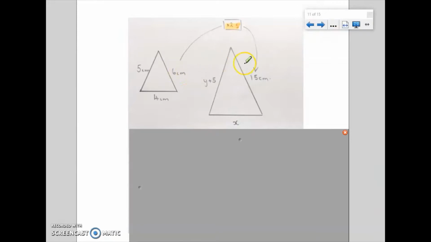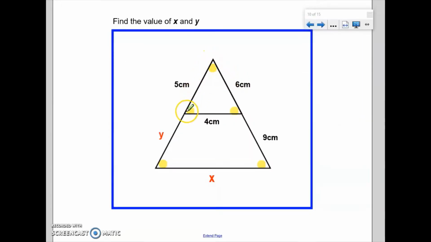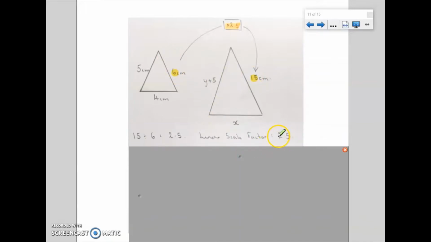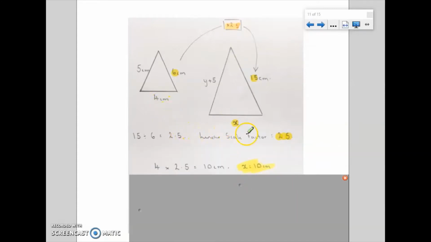So now my question looks like this. Notice that I've got a y plus 5 on this line here. So this length here is 5 and a y, which is why I've ended up with y plus 5. I do have corresponding sides of 15 centimeters and 6, so I can divide those two values to get my linear scale factor of 2.5. So I'm dealing with 2.5. That means I can go ahead and work out x quite easily. 4 times 2.5 is going to tell me that the value of x is 10 centimeters. 4 times the scale factor is 10.